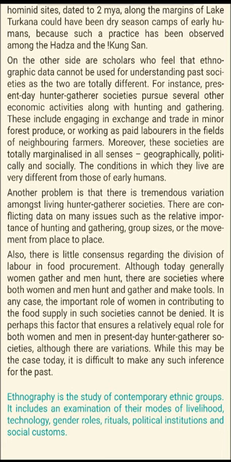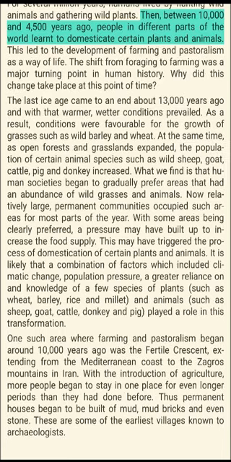Epilogue: for several million years, humans lived by hunting wild animals and gathering wild plants. Then, between 10,000 and 4,500 years ago, people in different parts of the world learned to domesticate certain plants and animals. This led to the development of farming and pastoralism as a way of life. The shift from foraging to farming was a major turning point in human history. Why did this change take place at this point of time?